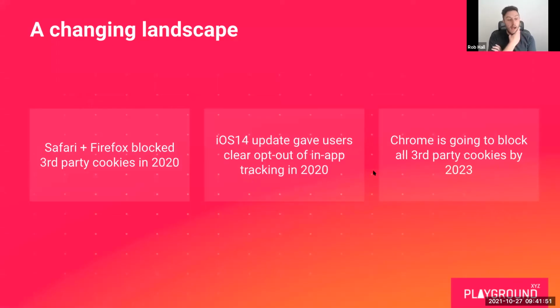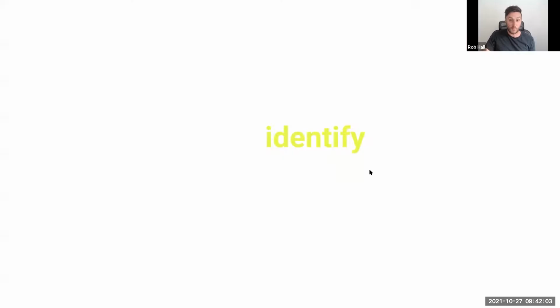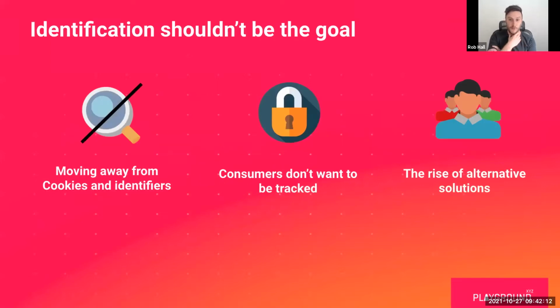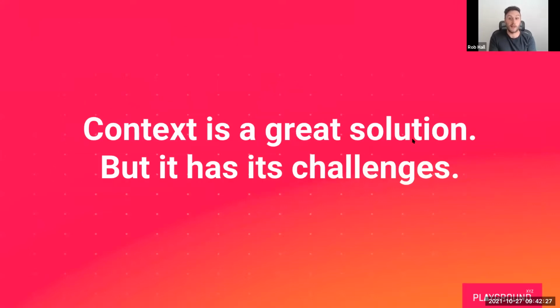Mike touched on this quickly, but the changing landscape around the deprecation of the third-party cookie presents a need for advertisers to more seriously consider other options. Everyone asks how they're going to identify people on the internet post death of the cookie. We think the answer is you shouldn't be identifying people. People don't want to be identified. They don't want to be tracked. And this is giving rise to a bunch of alternate solutions that are really fascinating. One of them is, of course, contextual advertising. It's having its time in the sun again, and it's about to really boom, we think. But it does have its challenges.